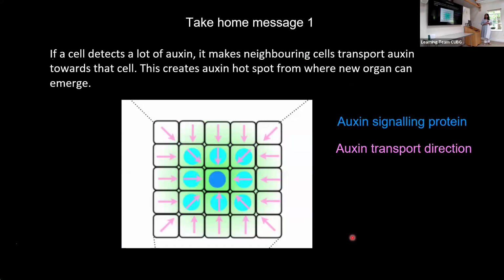So take-home message 1 from this work is that if a cell detects a lot of auxin, it makes the neighboring cells transport auxin towards that cell. And this creates an auxin hotspot from where a new organ can emerge.